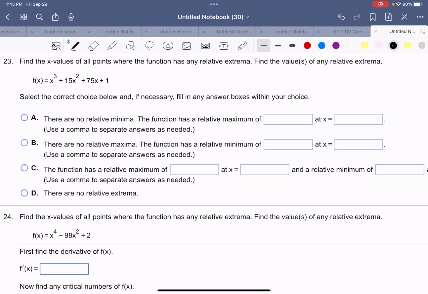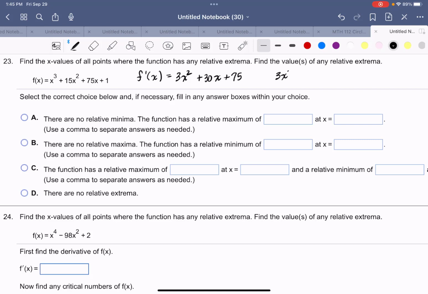Example 23. Find the x values of all points where the function has any relative extrema and find the values of any relative extremum. f prime of x gives me 3x squared plus 30x plus 75.